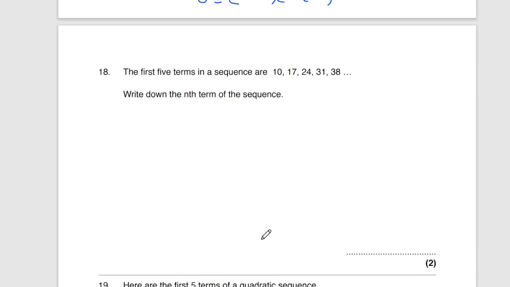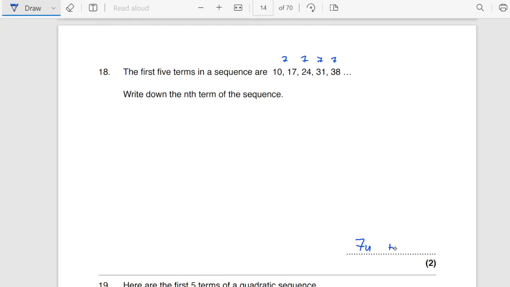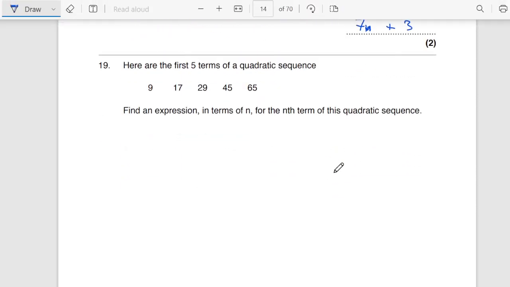For question 19, the first 5 terms of a sequence are 10, 17, 24, 31, and 38. Write down the nth term of the sequence. So our first step is to look at the differences. Actually, this one's quite straightforward. We've got a constant difference of 7, which means that the sequence must start with a 7n. And then what do we need to do to 7 to get to 10? We just need to add 3. So it's going to be 7n plus 3.